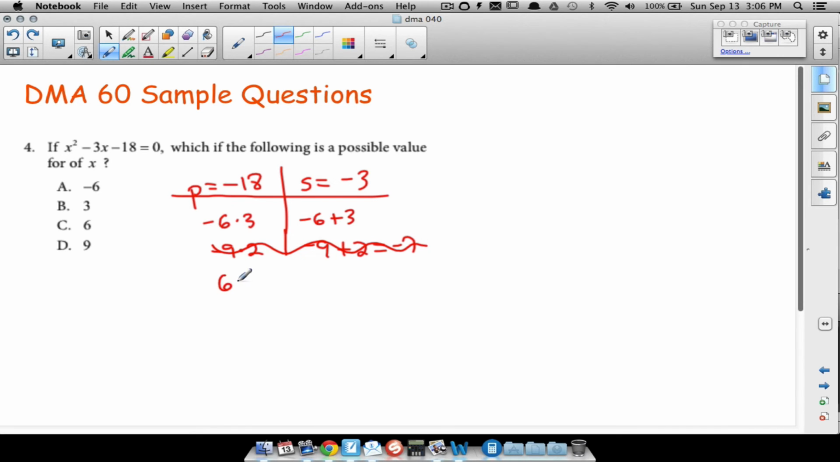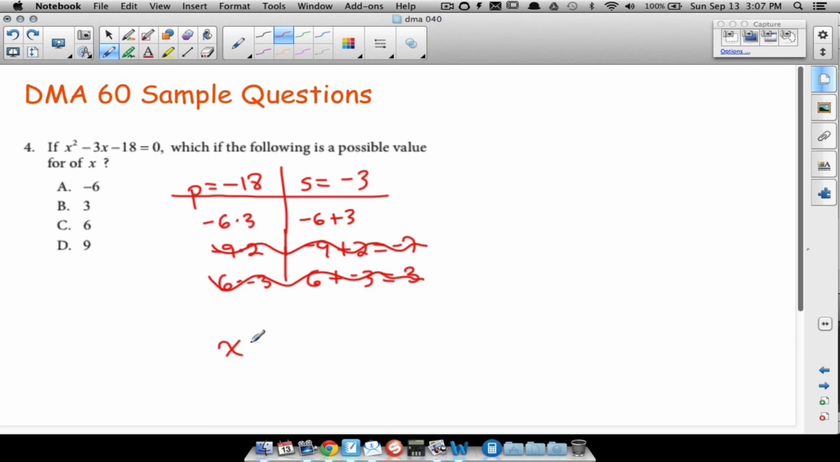And then you may think, well, what about 6 times negative 3? Well, 6 times negative 3 is 18, but if we take 6 plus a negative 3, that gives us a positive 3, and that doesn't match that sum that we need. That's why these two numbers here are the best numbers to have, or the only two numbers that we can have for this particular problem.